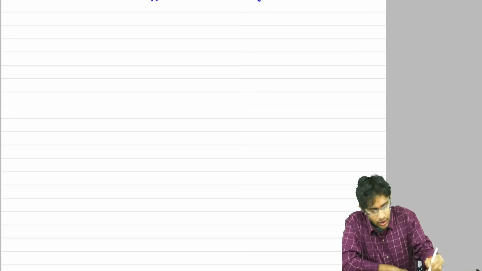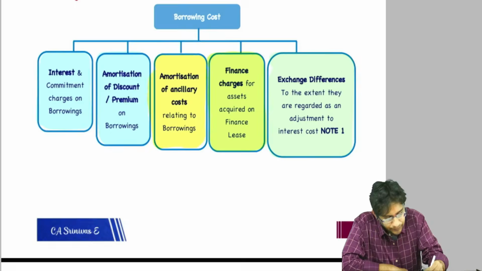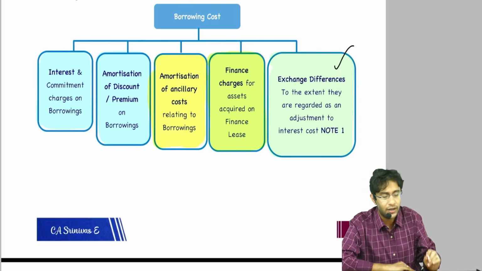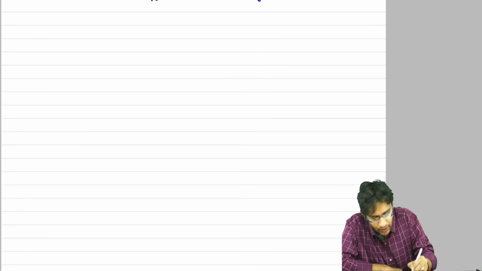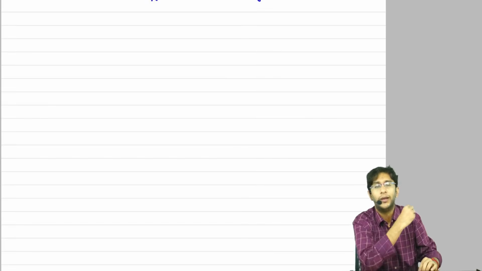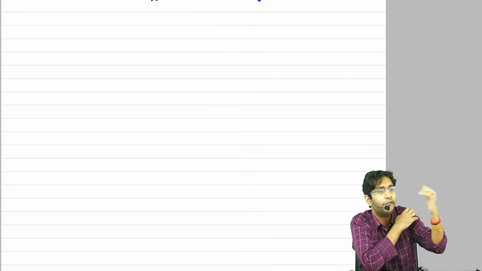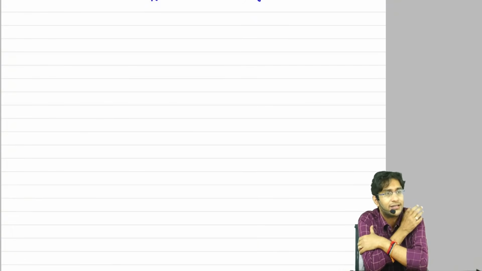Now, the last component of borrowing cost, which is exchange differences related to foreign exchange differences. What is this? We'll try to understand. See, guys, many entities, when they want money, instead of borrowing locally, they borrow money from foreign banks. The reason for borrowing from foreign banks is very simple, sir. If you borrow from foreign bank, interest rate will be lower.